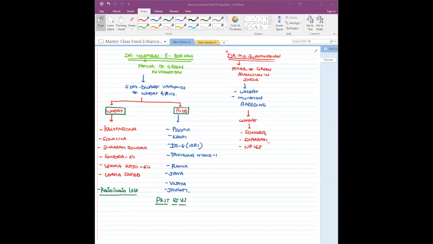Yes, yes, yes. These are all part of the same program. Padma, Kanti, Ratna, Jaya, Vijaya, Jayanti, they have all been developed in India only. That is why these names. Taichung Native is from Japan, I believe.